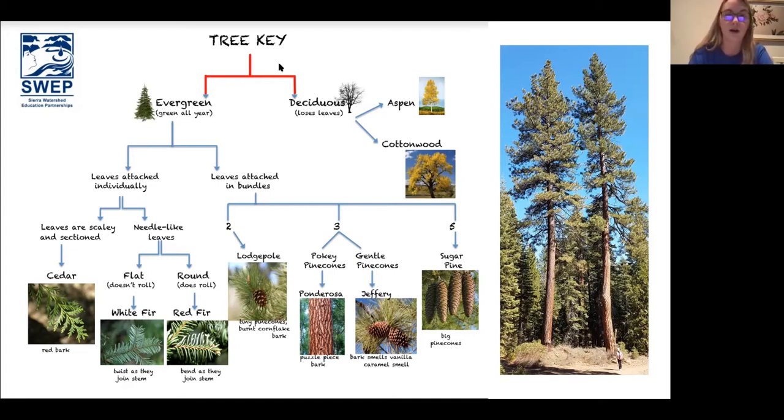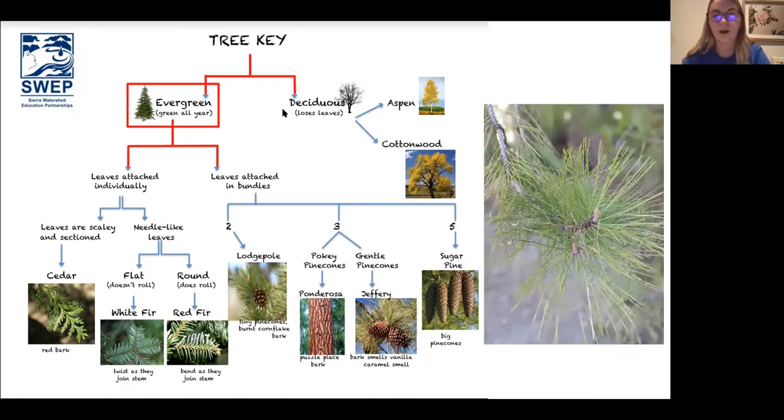And we would start at the top. So I have here highlighted in red the first question. So is this tree an evergreen or a deciduous tree? And we can tell from this photo that it is an evergreen. It has the classic evergreen look and it's got its needles. So we know that this is an evergreen, so we're going to highlight that. And then we're going to follow the arrows down from evergreen. So we're going to ignore everything that's on this deciduous side because we know it's not a deciduous tree.